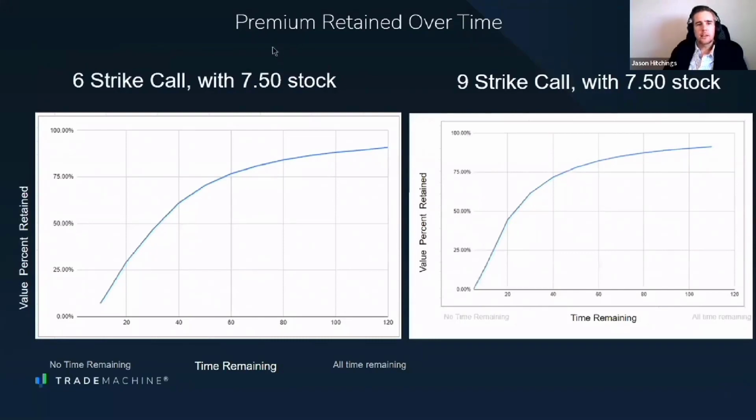But if you just look at the premium, the time value in the option over time for both the 6 strike call and the 9 strike call, you see that the time value is plummeting towards 0 for both in a very, very similar shape. That's an important thing to understand about these options: while that intrinsic value may not be changing, you're still paying basically the same time value to own options that are an equal distance away from the stock price.